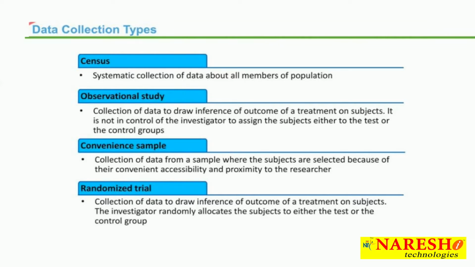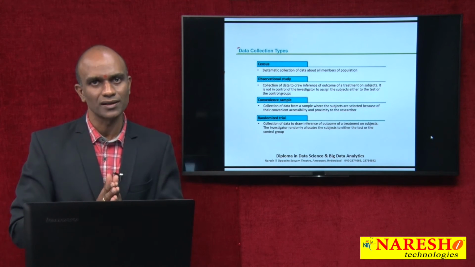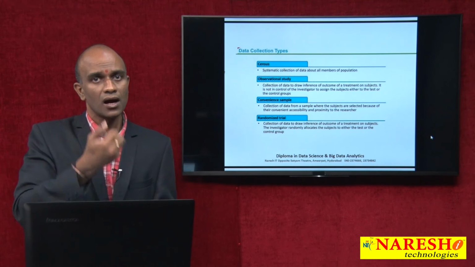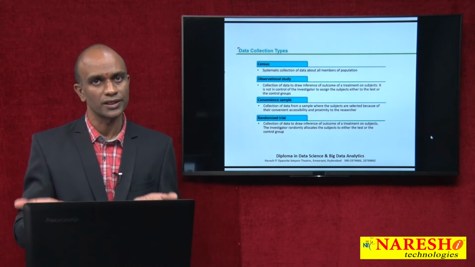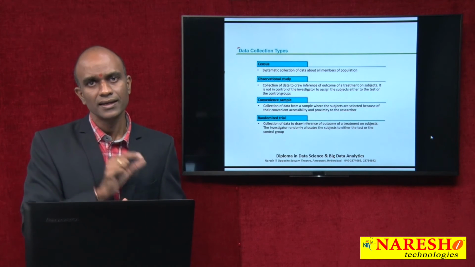Observational study: collection of data to draw inference of the outcome of a treatment on subjects. It is not in control of the investigator, guys. So earlier I was explaining, a group of people will be selected for some clinical trials, and they want to perform some tests on them. Once the tests are performed, they want to infer something. They want to understand what is happening. It is working on a certain group of people versus it is not working on a certain group of people. So that is an observational study example, guys.